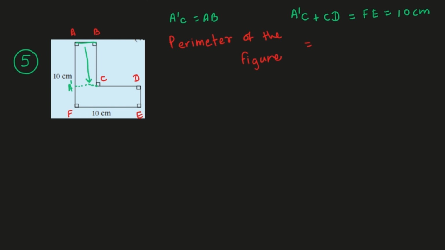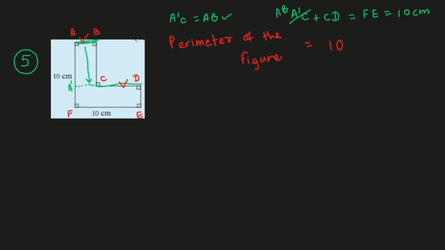So now we know that A dash C equals AB. But A dash C plus CD equals FE, which again equals 10. So we can substitute this A dash C by AB. So AB plus CD, AB means this one, CD means this one, will be equal to 10. We are taking AB and CD together and writing the total length as 10, because we know AB plus CD equals FE. So it is equal to 10.